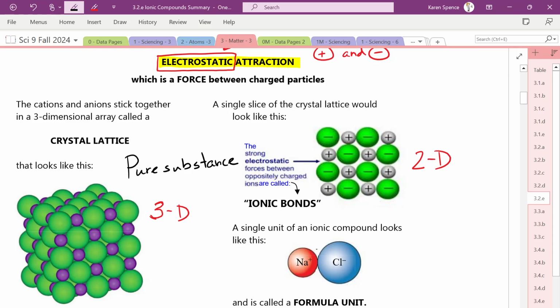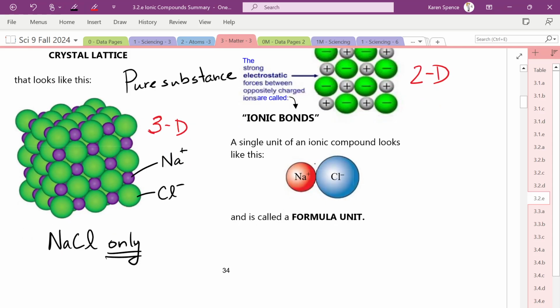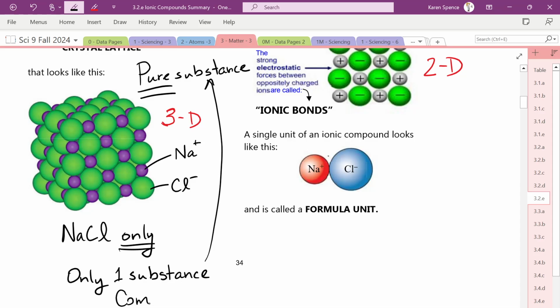What's it made of? Well, we've got our purple, which is Na, and we've got our Cl. Is there anything else other than NaCl, or is it NaCl only? NaCl only. And if it is only one substance, then it is pure. Okay, this is a compound, not a mixture.